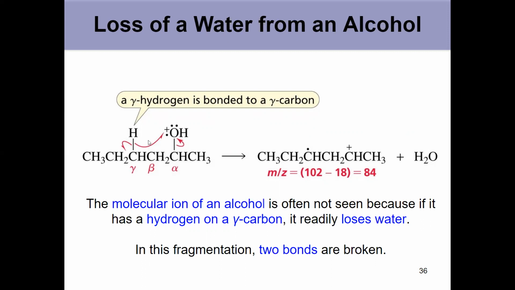And if there is a hydrogen on your gamma carbon, you're going to readily lose water because that's a stable fragment. So what you look out for, another thing to confirm the presence of an alcohol: water weighs 18 atomic mass units. So if you see a big peak at whatever your molecular ion is, minus 18, that's a clue that you have an alcohol, because alcohols fragment by losing water.